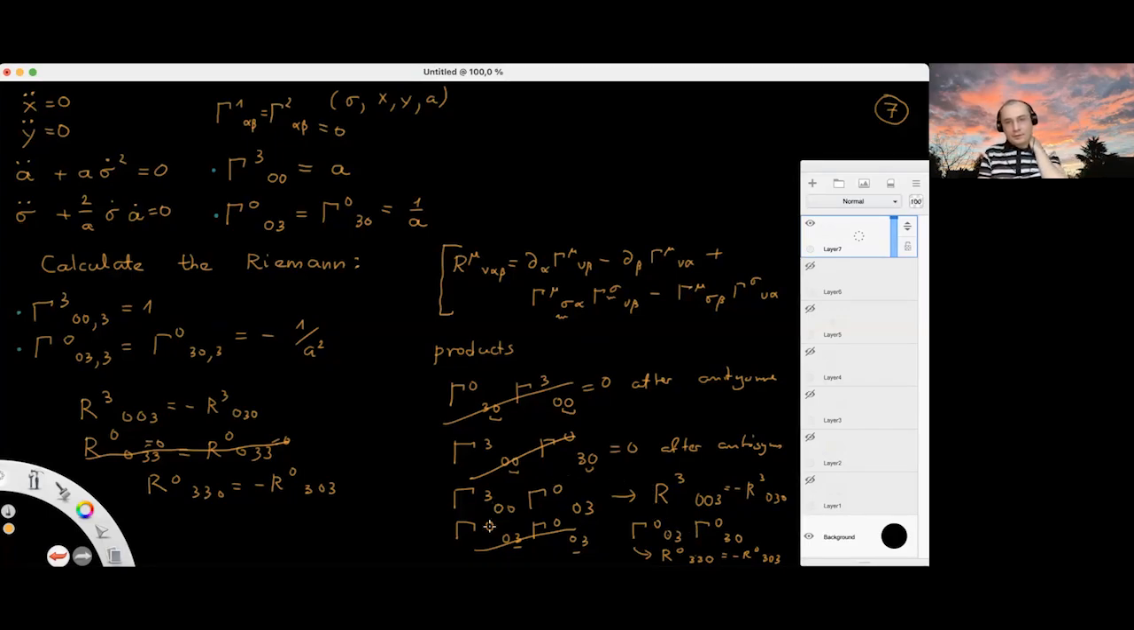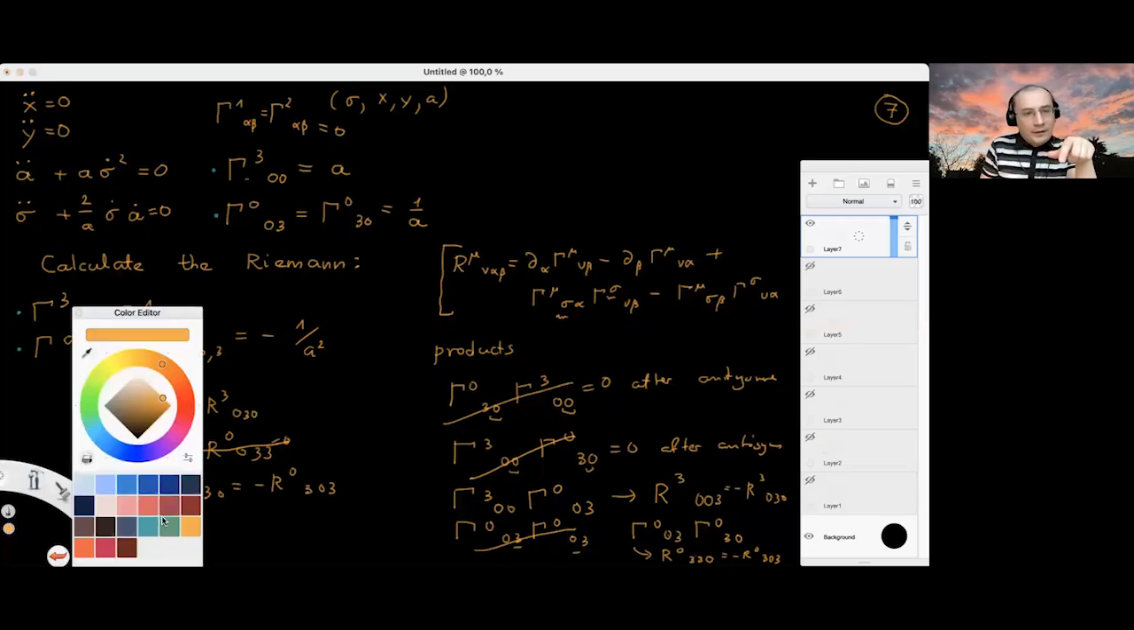So the only non-vanishing are 3, 0, 0, 0, 3. That's correct. And 0, 0, 3, 0, 3, 0. That's correct. Yeah, and I think these are all possible options. So you can check yourself that we need to find a situation when a Christoffel symbol from this set meets another one in a product like this. And I claim that these are the only five options. And it turns out that only two of them seriously contribute to particular components of the Riemann.